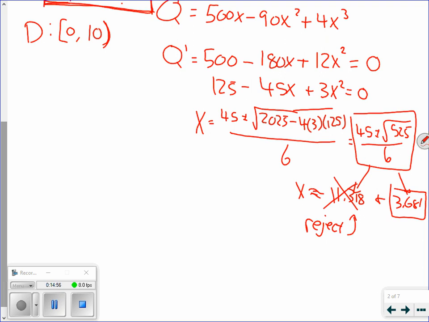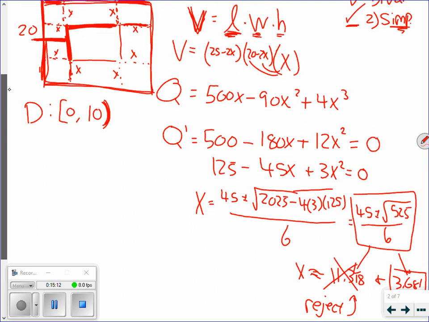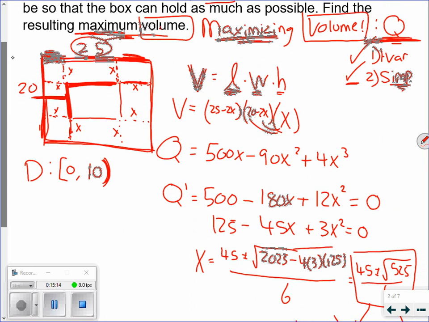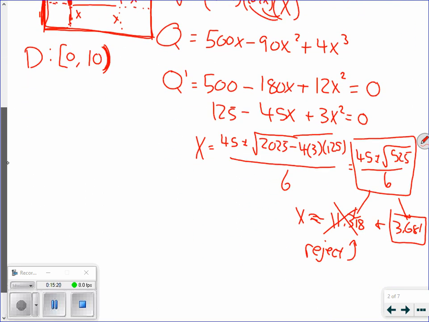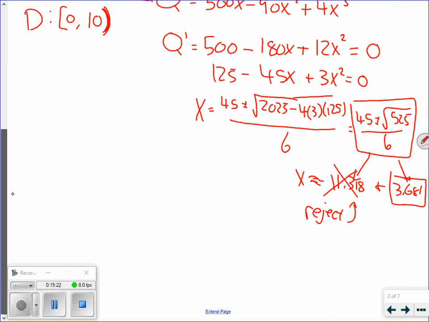The only other thing that we need to check is our endpoints. Okay? So if you notice, 0 is not within my domain. The only other endpoint is 0, and if I plug 0 into this, then we just have a flat sheet of 10. So our endpoints do not work here. We have a volume of 0, or the other endpoint does not work.